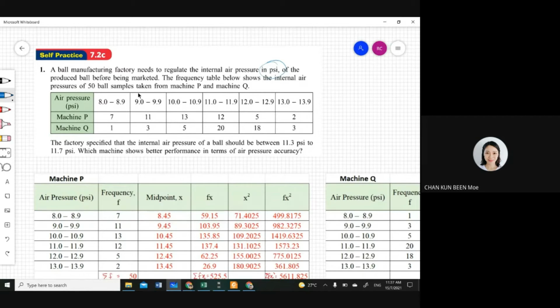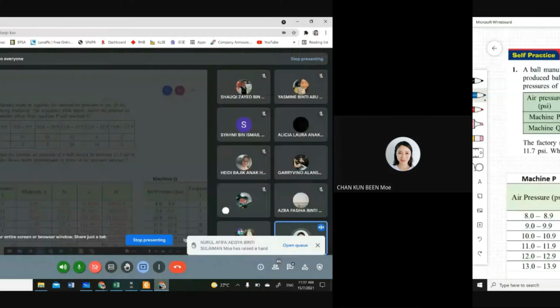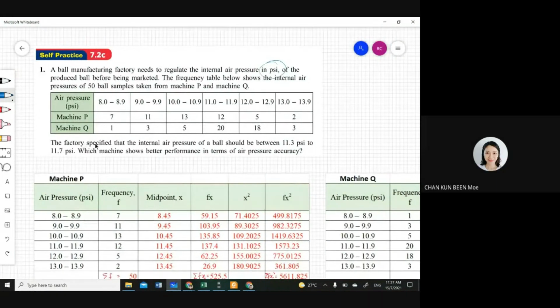Over here they gave you the machines already, machine P and machine Q. They ask you to find out which machine shows better performance in terms of air pressure accuracy. The factory specified that the internal air pressure of a ball should be between 11.3 pounds per square inch and 11.7 pounds per square inch.